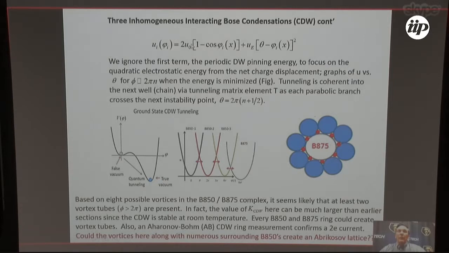We want to disregard this first term because this is basically the pinning energy. Miller doesn't pay much attention to that other than the fact to plot it. We don't have to because these are perfect charge density waves in the B850, for example. Focus on quadratic electrostatic energy from the charge displacement, graphs of U versus phi for phi equal 2 pi n. And this is in the figure.